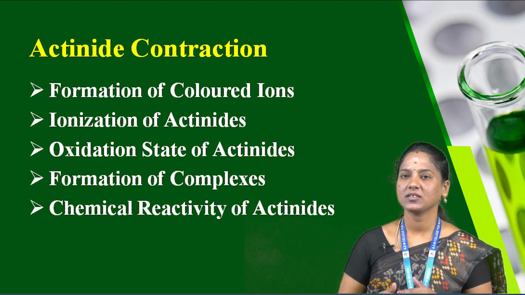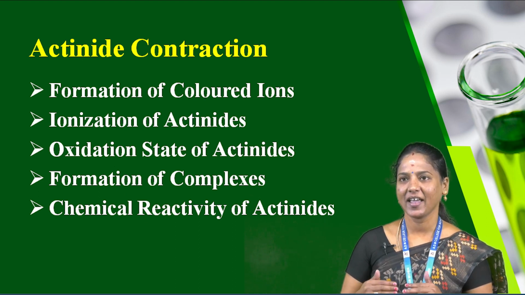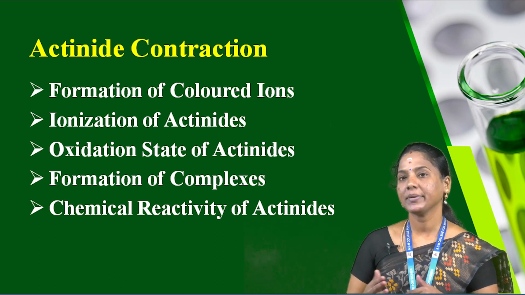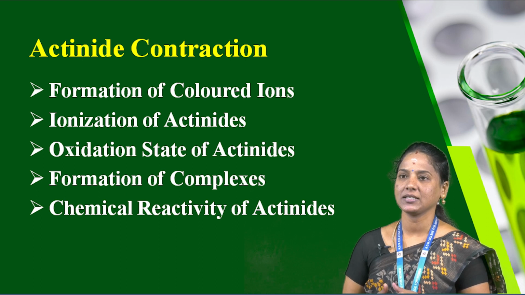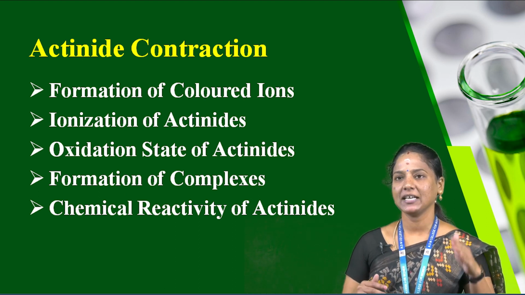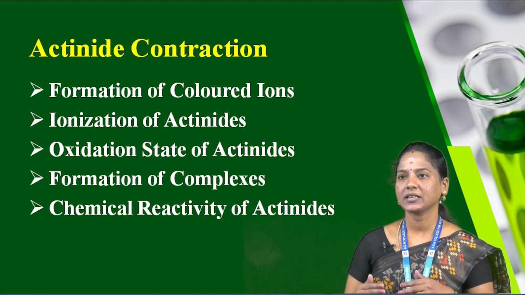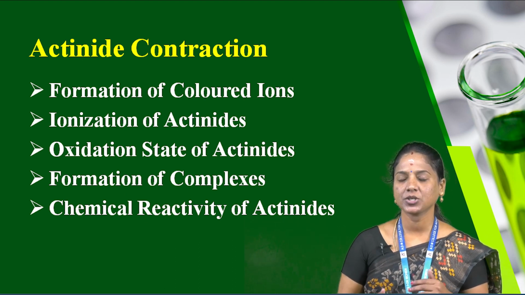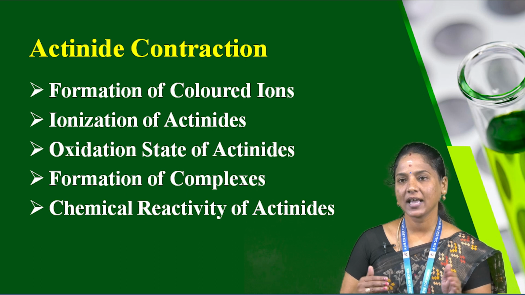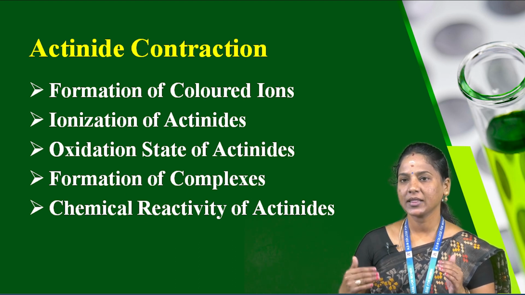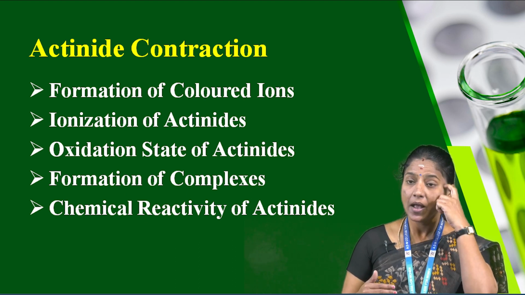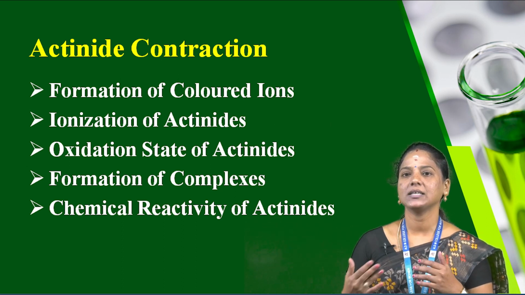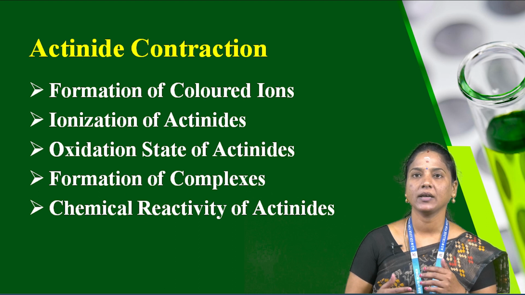Formation of colored ions. The actinides, like lanthanides, have electrons in the f orbitals and also empty orbitals like the d block elements. When a frequency of light is absorbed, the f electron transitions produce visible colors. Next one is the ionization of actinides. The actinides have lower ionization enthalpies than the lanthanides because 5f electrons are more effectively shielded from the nuclear charge than 4f.